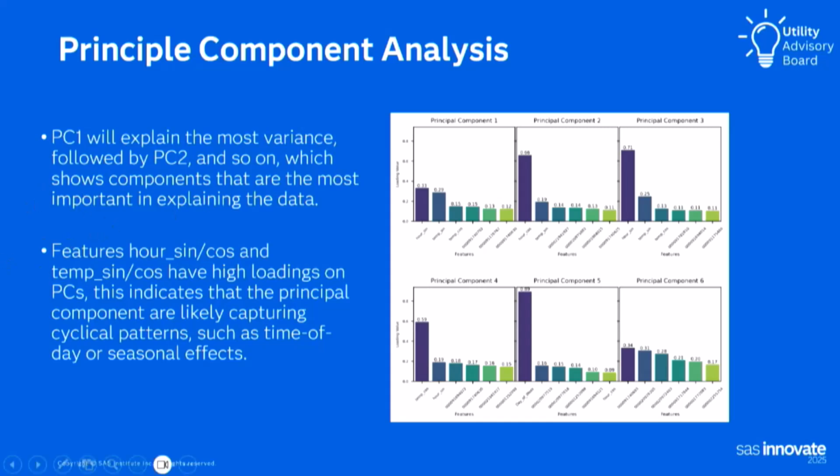By doing so, we were able to uncover the dominant patterns and groupings among the variables that influence demand. Our key findings reveal that the first principal component, or PC1, explains the largest portion of the variance in our data, followed by PC2 with the remaining components contributing less and less. We found that variables like hour sine and hour cosine, which represent the time of day pattern, as well as temperature sine and temperature cosine, which capture the seasonal temperature cycles, have high loadings. This indicates that cyclical and temporal factors are significant drivers of load behavior.